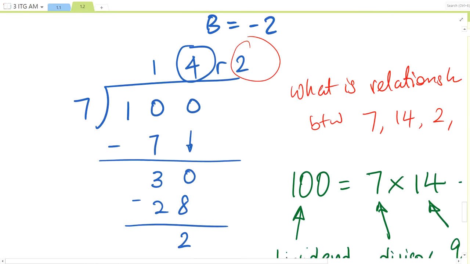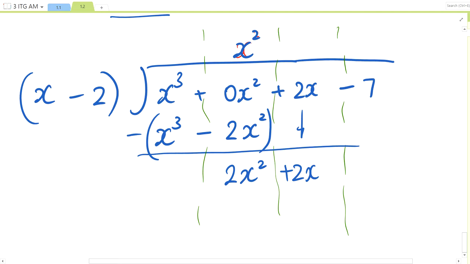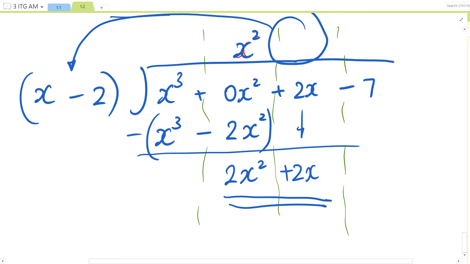Yes? Okay, so similarly, I've got 2x squared plus 2x. I want to find something over here that when multiplied to my dividend gives me something very close to 2x squared plus 2x. What is the something that when multiplied to x minus 2 gives me something very close but not exceeding 2x squared plus 2x? So this must be plus 2x, because mentally I must be able to do this. Positive 2x times x gives me 2x squared. Mentally I must do that.